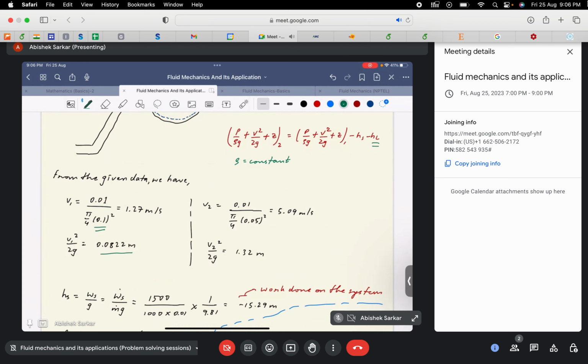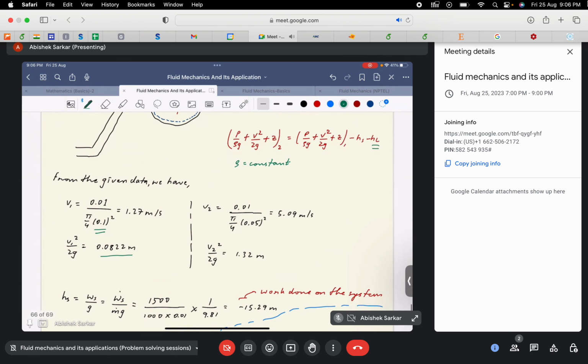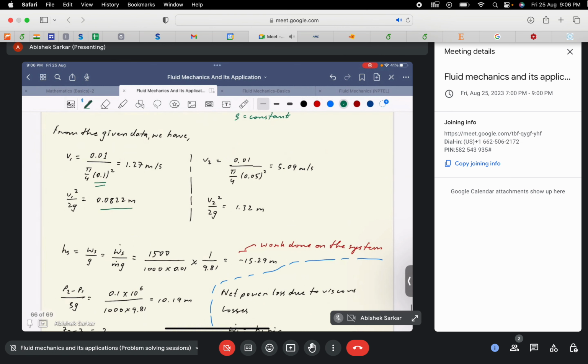Then V2 is equal to 0.01, again same. We know the volume flow rate remains constant. So 0.01 divided by pi by 4 into 0.05 square is equal to 5.0 meter per second. Okay, quite obvious, since the volume flow rate is the same and the duct dimension is reducing, the velocity will increase, right? Just cross checking or verifying our concept of mass conservation. We need to check that because mass conservation needs to be valid, right? And V2 square by 2g is equal to 1.32 meter, right? So we again evaluate the velocity head at the exit.